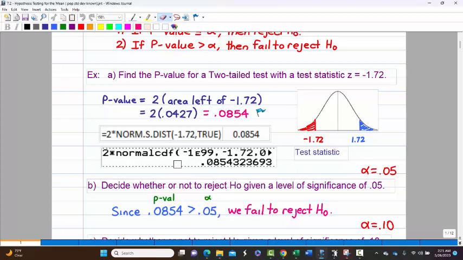And in the calculator, you would use normal CDF. You would go 2 times normal CDF. The negative 1E99 represents negative infinity, to negative 1.72, and then it has 0 and 1 there, meaning that's the mean and standard deviation for the z distribution. And you see it's 0.0854.